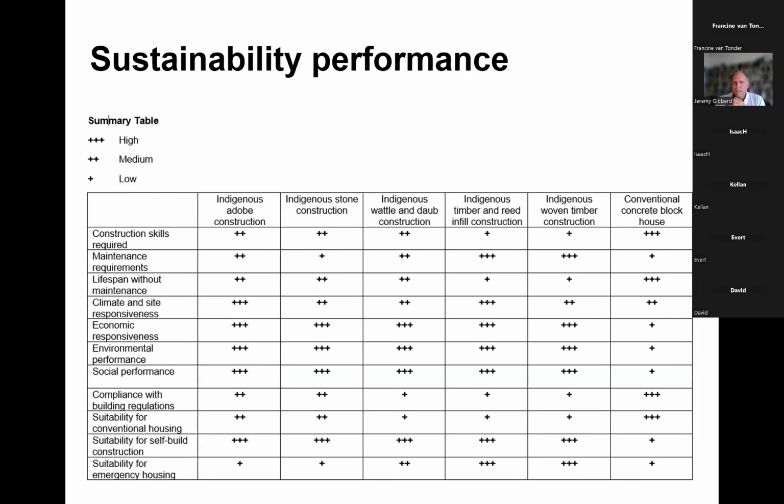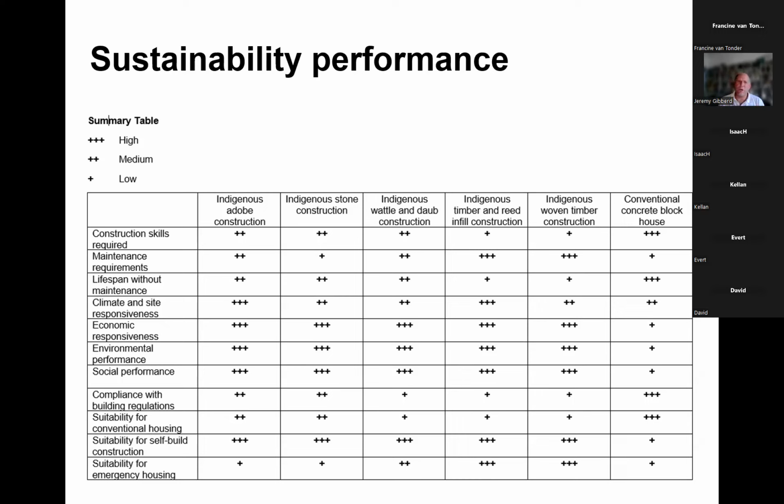So the last thing I want to say is, if we think about all of the typologies that I talked about right at the beginning, in terms of adobe construction, stone, wattle and daub, timber and reed, woven timber, and then kind of conventional concrete structures, you can think about how they perform in terms of some criteria. So do you need skilled construction skills? What are the maintenance requirements?